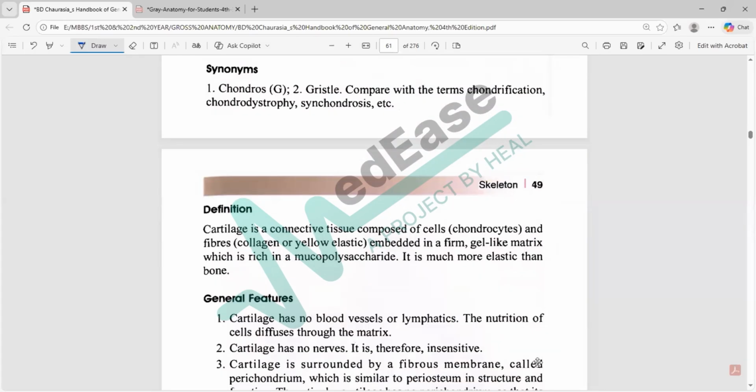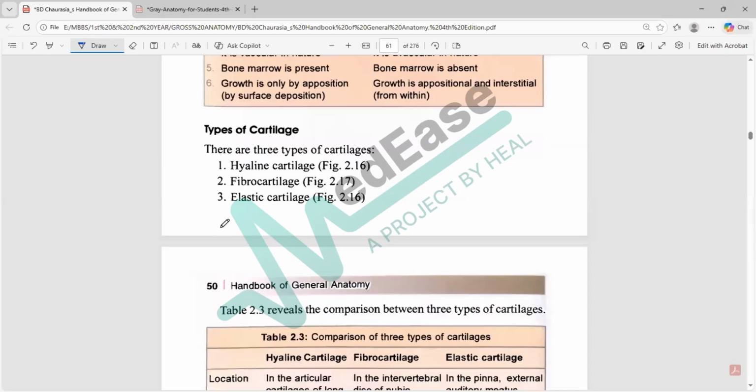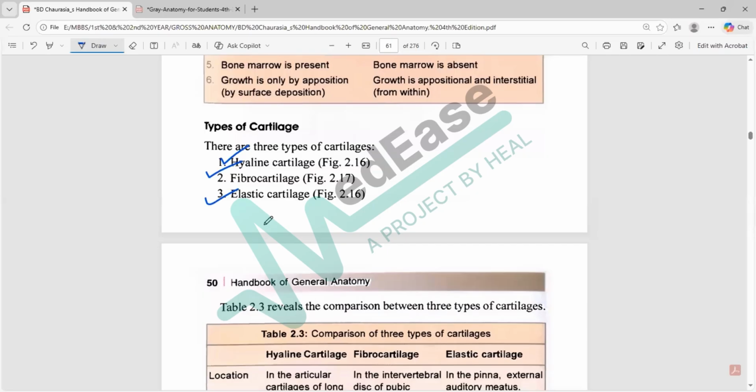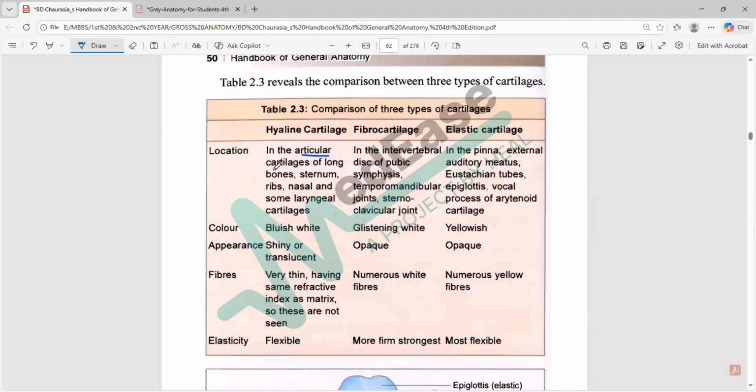Now, when we talk about the cartilages, we have to go through the three main types: the hyaline, the fibro, and the elastic. The hyaline is normally found in the articular regions of the long bones, and it appears bluish white, shiny, translucent or glossy. These are somewhat flexible. It is present in most of the joints, whereas fibrocartilage is present in specific joints like the intervertebral disc, the temporomandibular joint, and the sternoclavicular joint. It appears as glistening white fibers because it contains an abundance of collagen, and it is more firm and less flexible.